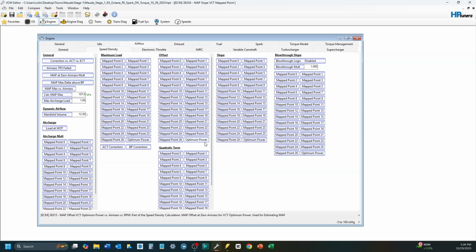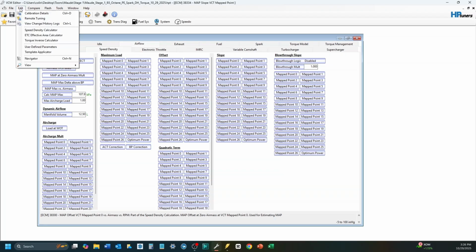Okay. If you're confused, you should be. Anybody would be. It would be hellacious to work with these and calibrate them in that state. So the truth is, we don't. We use, thank you HP Tuners, the speed density calculator.